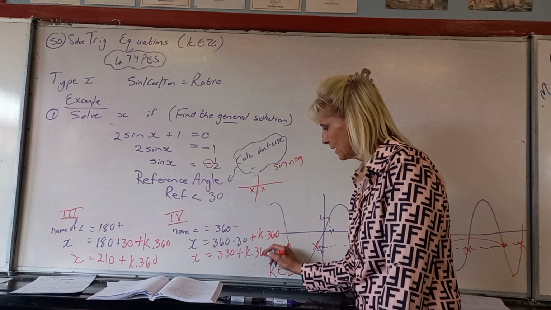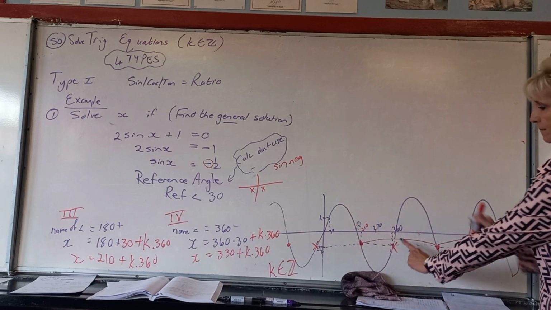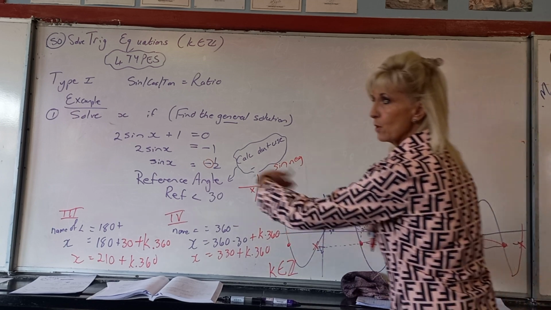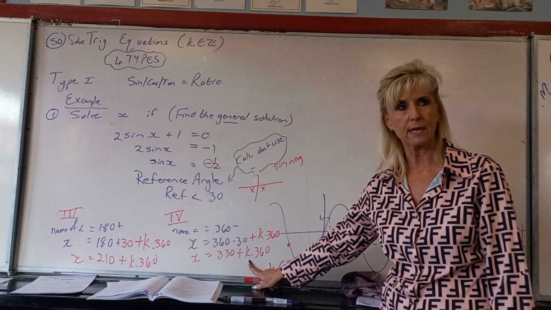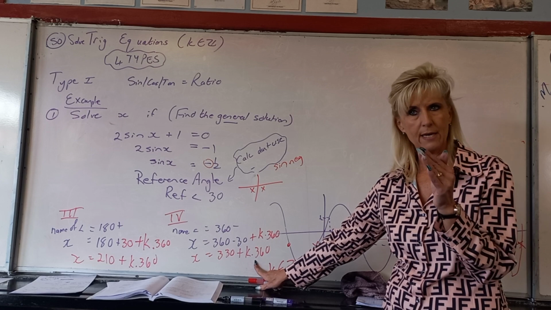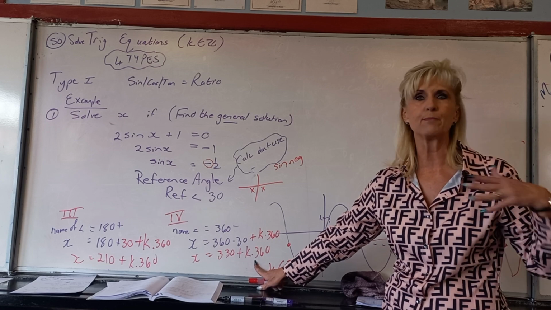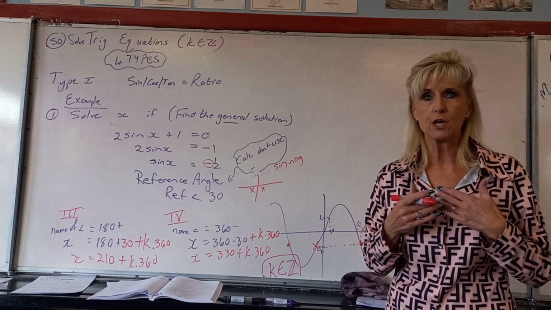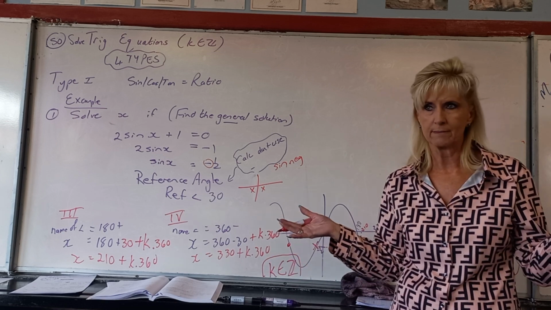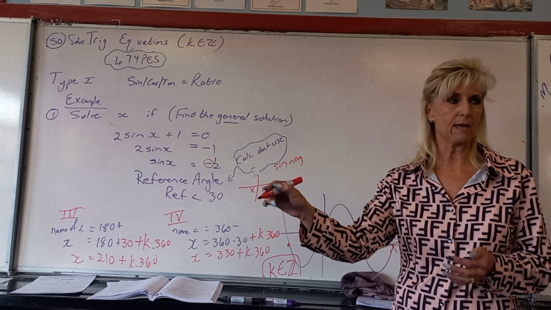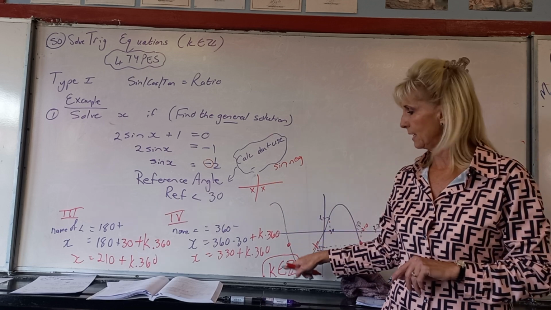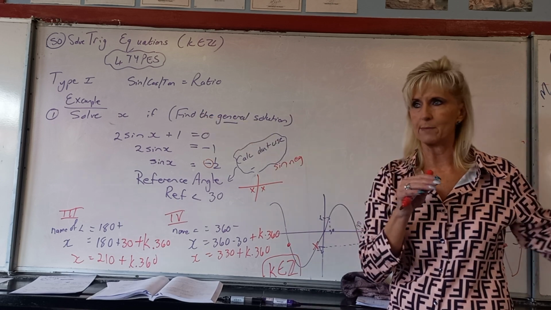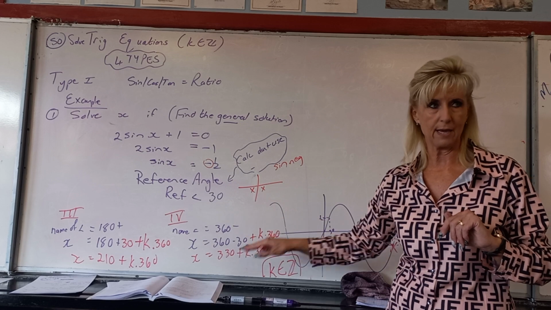Plus k times 360. So from 330 I will add once, twice, 3 times, and -1, -2, -3 times. It's a clever way of writing: add as many 360s as you can and subtract as many 360s as you can, up to infinity. And it's crucial that you write k, because you didn't know what it was the first time I wrote k there. Every time you put the k there, you've got to explain to the marker that it must be an integer. So all the negative numbers up to infinity, all the positive numbers up to infinity. And there's your first k's sum.